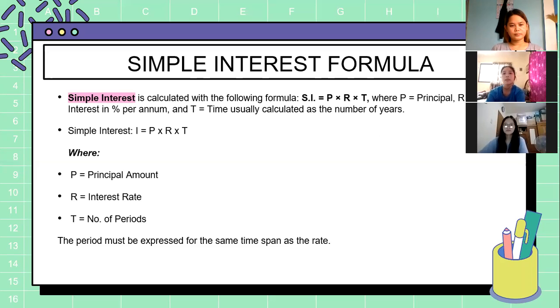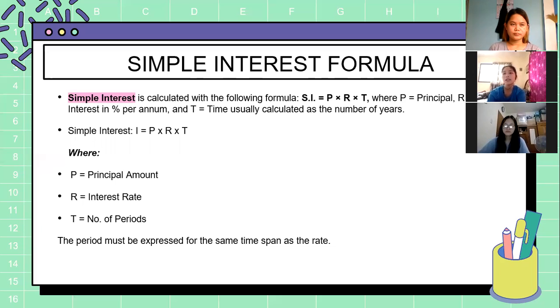The period must be expressed for the same time span as the rate. For example, if the interest is expressed in a yearly rate, such as a 5% per annum or yearly interest rate loan, then the number of periods must also be expressed in years. But if the interest rate is expressed as an annual figure but the relevant time period is less than a year, then the interest rate must be prorated for 1 year.